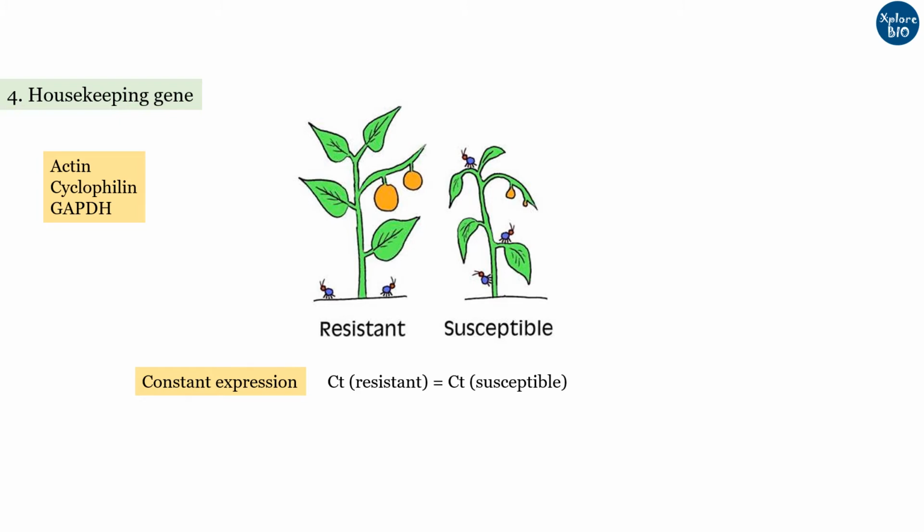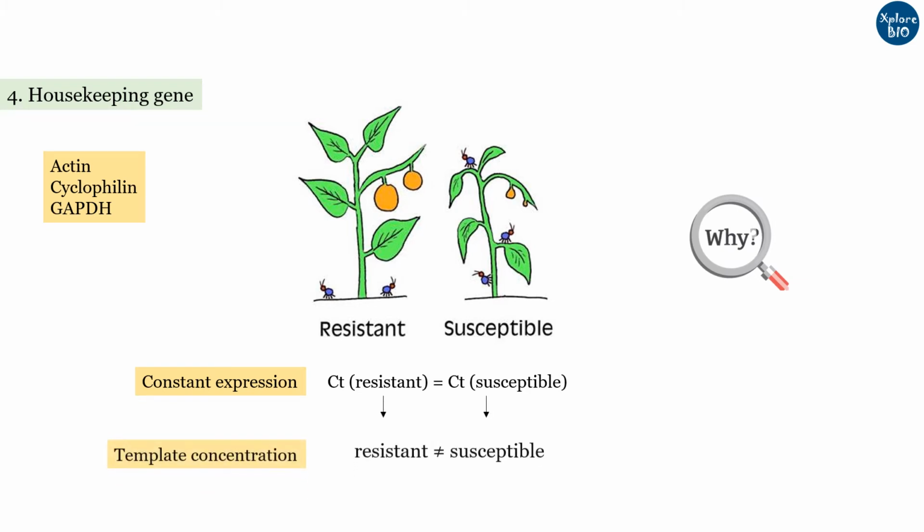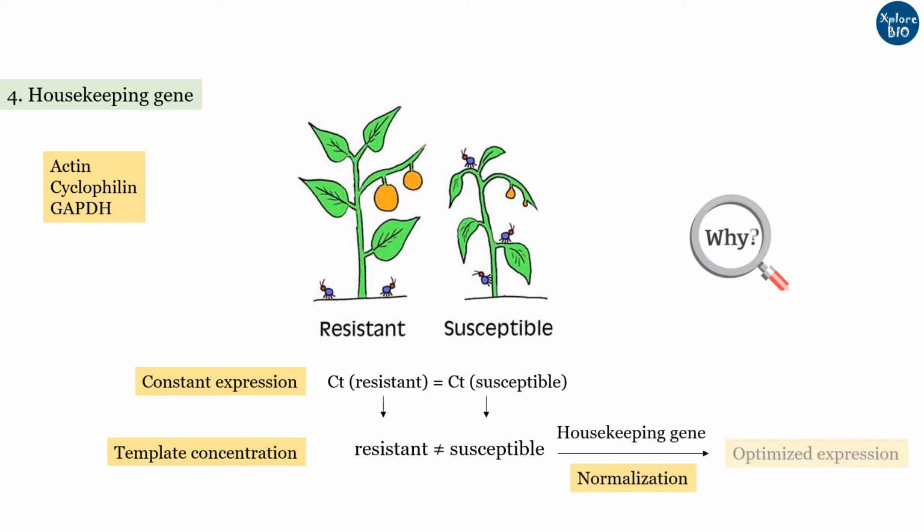But why is a housekeeping gene used? As RT-PCR is very sensitive to template concentration, and it is almost impossible to get identical amount of mRNA or cDNA template in all the samples to be compared. So here, housekeeping gene is used as internal control for normalizing the results while performing the RT-PCR.